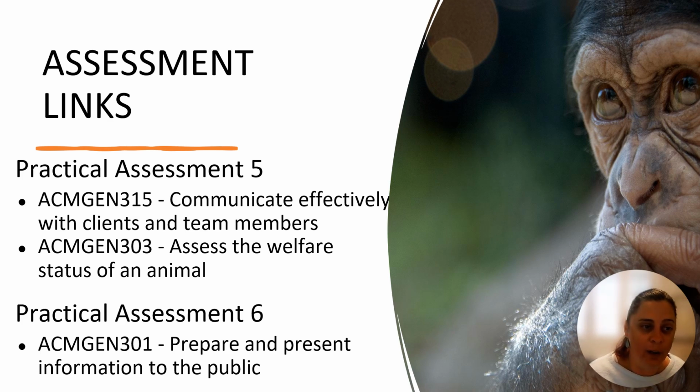So if they're units that you have to do, you don't have credit transfer for, then you have to undertake this assessment in order to complete the assessable component so you can actually completely finish that unit and get your statement of attainment. Same goes for all of them. So practical assessment 6, this one covers your prepare and present information to the public. So if that's a unit that you're doing, then you have to go ahead and do that assessment too.